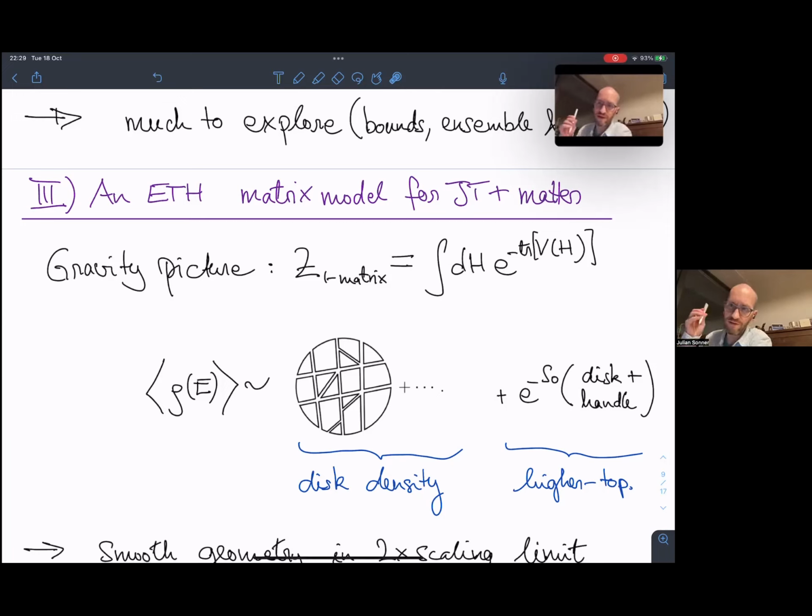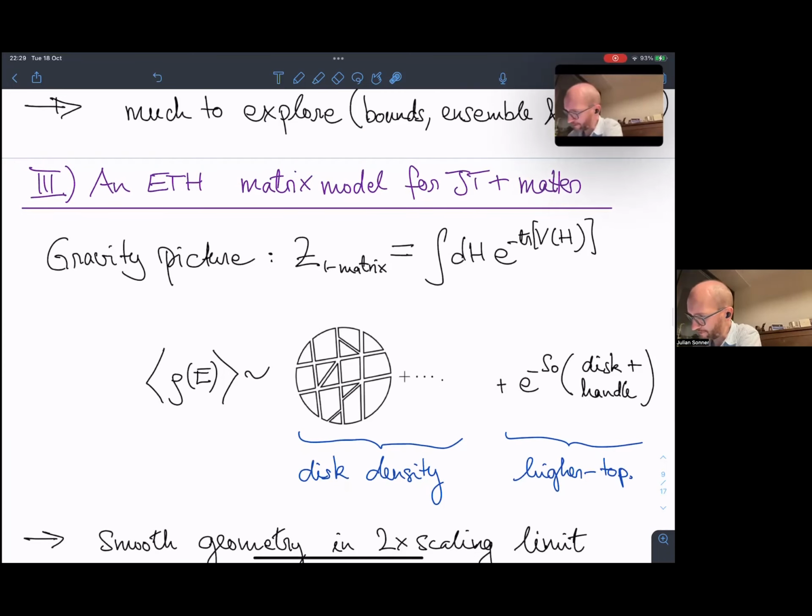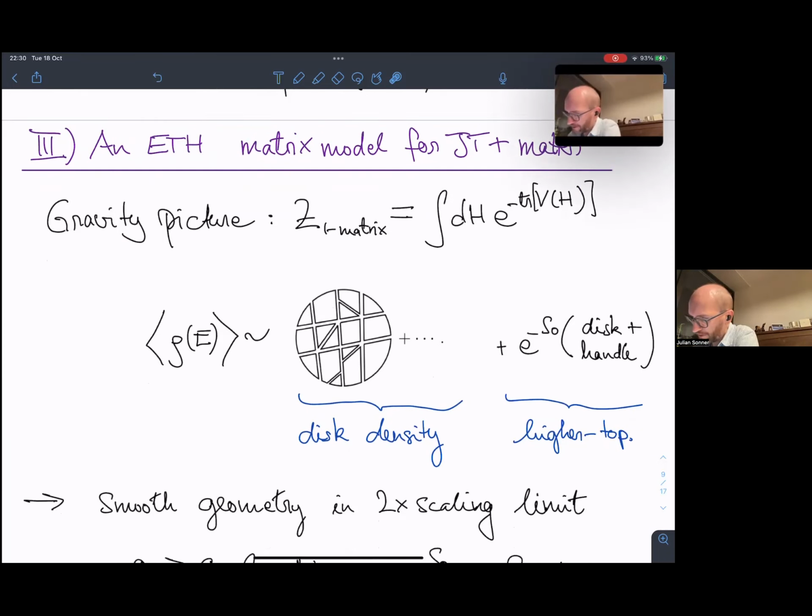So now let's go back to gravity and let's see what this buys us in gravity. The task now is to see if we can use this to write down a matrix model description of JT plus matter. So let's remind ourselves again what happened, or maybe conceptualize a little bit more what happened, also in this case of the one matrix model.